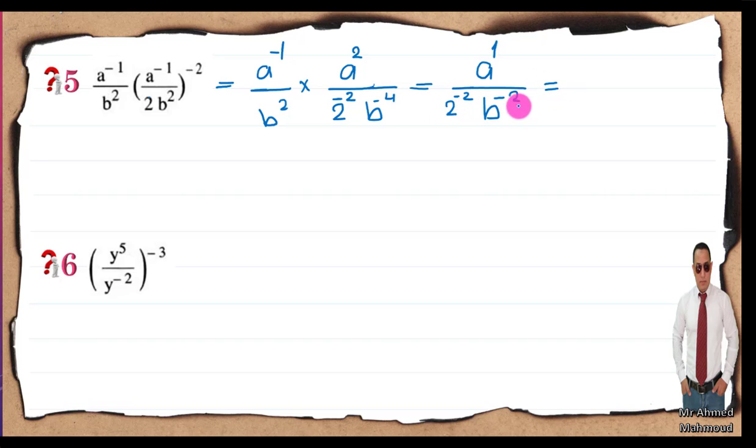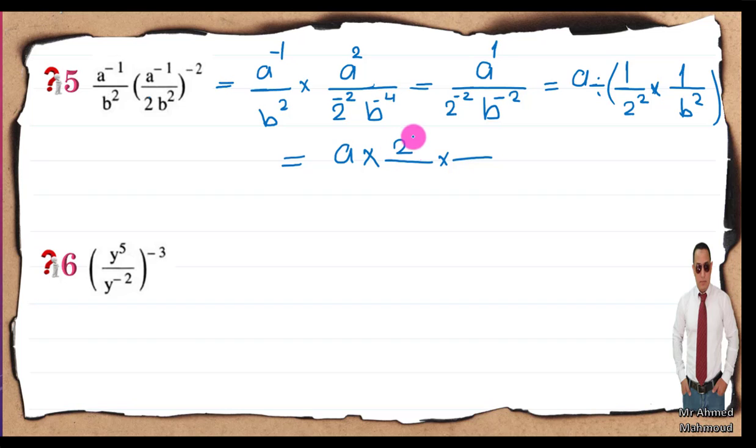Okay, and then it is equal a, divided, because the over changes into divided: 1 over 2 power of 2 times 1 over b power of 2. The divide changes the times, upside down like this, so it will be a times 2 power of 2 over 1, and this is b power of 2 over 1. So 2 power of 2 equals 4, so it is equal 4 a b power of 2. I can solve this one another way. Okay, it's up to you.